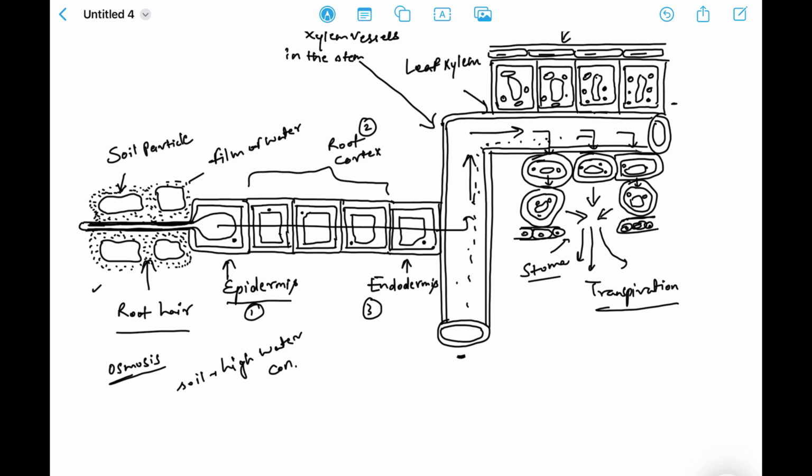First, through soil, water is absorbed through root hair, then to root cortex, root xylem, stem xylem, leaf cells, stomata, and finally through the atmosphere.